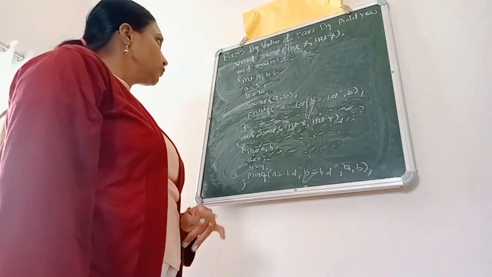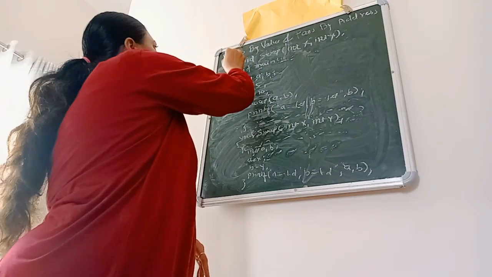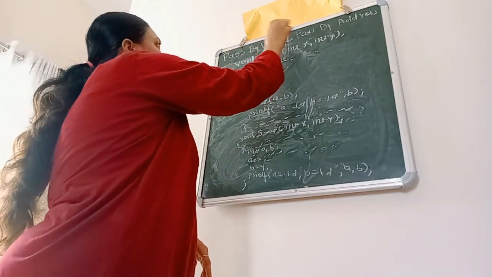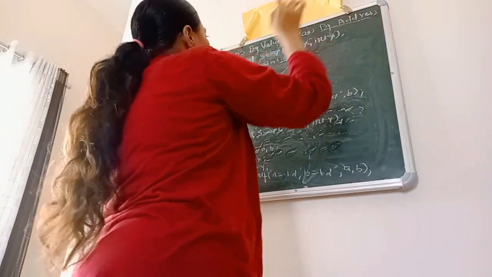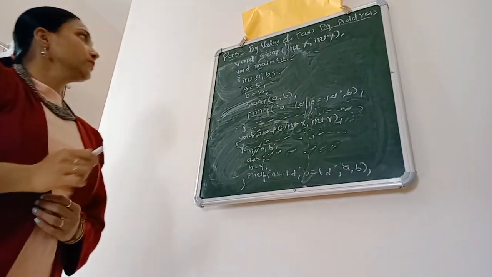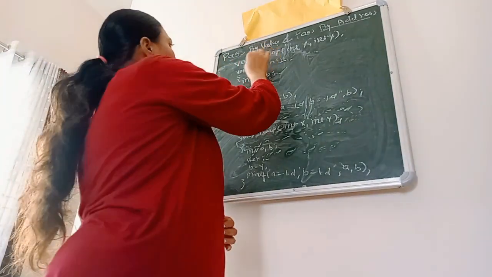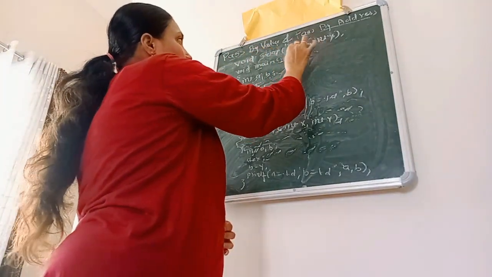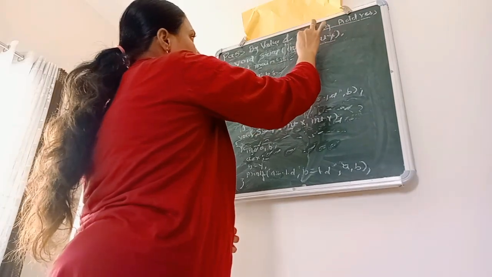Today we'll be seeing the use of pointers. For that I have taken an example of pass by value and pass by address. We'll see the difference between pass by value and pass by address. For that we are taking two variables, x and y, and exchanging their values.